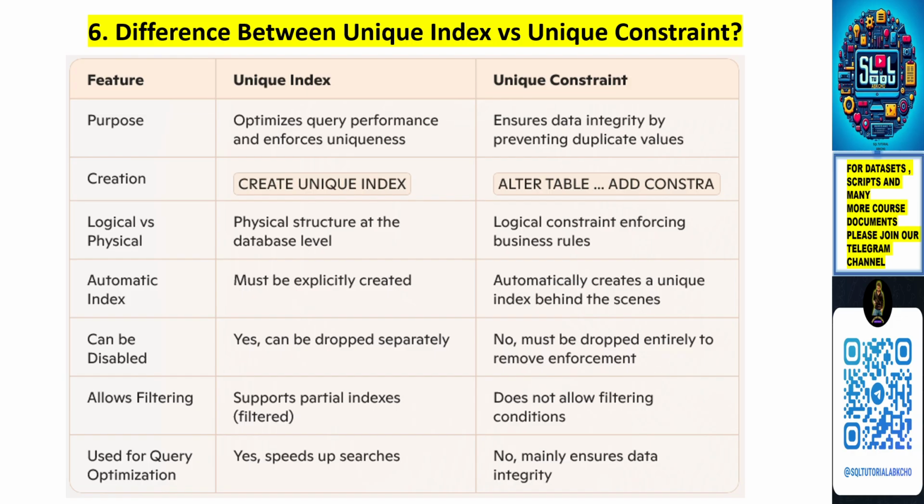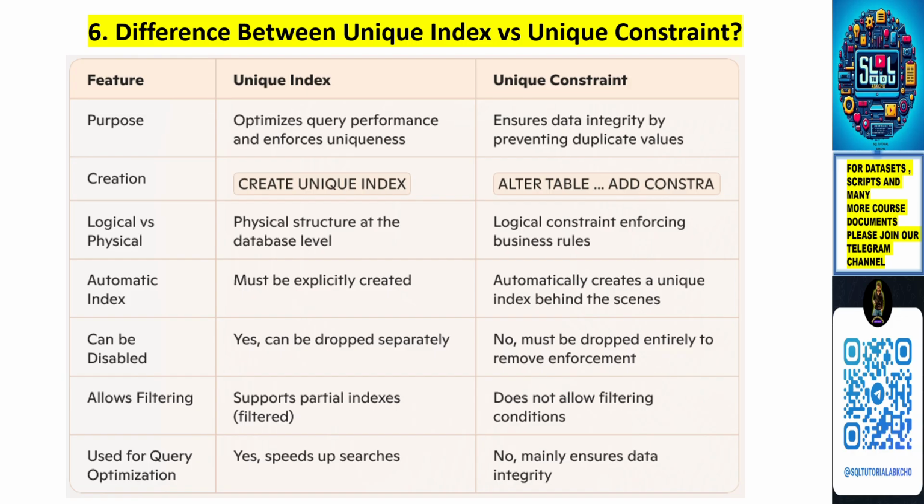Okay, now move on. Logical versus physical perspective: a unique index is a physical structure at the database level, whereas a unique constraint is a logical constraint enforcing business rules. Now for automatic index: a unique index must be explicitly created, while a unique constraint automatically creates a unique index behind the scenes. Basically, while creating a primary key, a unique index and unique constraint are created. So while you create a unique constraint, it automatically creates a unique index behind the scenes.